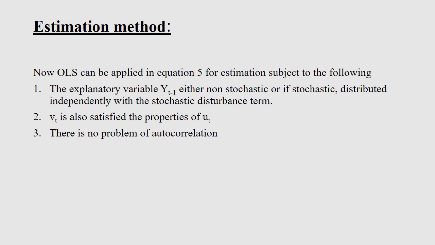But still there are certain points to be considered before applying the ordinary least squares method. Number 1, the explanatory variable yt minus 1 is either non-stochastic or, if stochastic, distributed independently of the stochastic disturbance term. Vt also satisfies the properties of ut, that means the properties of the ordinary least squares method. There is no problem of autocorrelation. So this is all about the Koyck transformation.